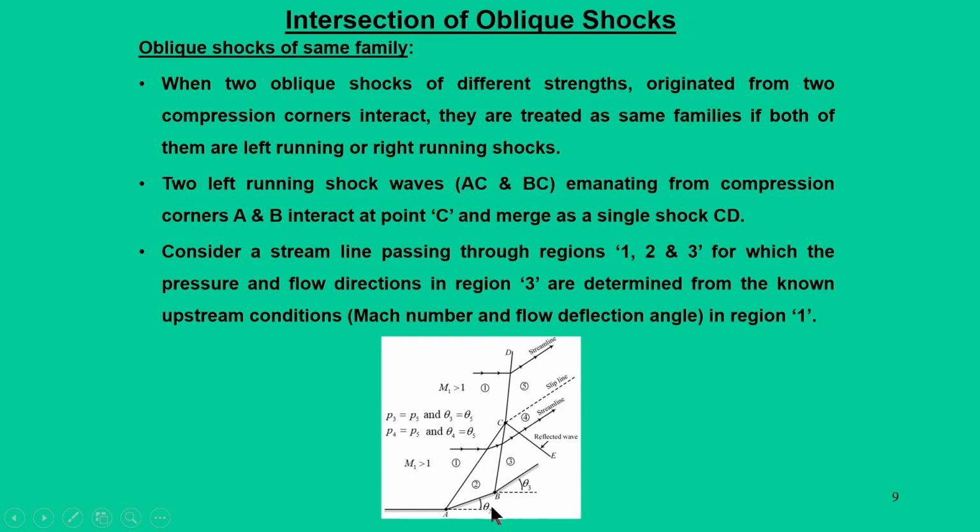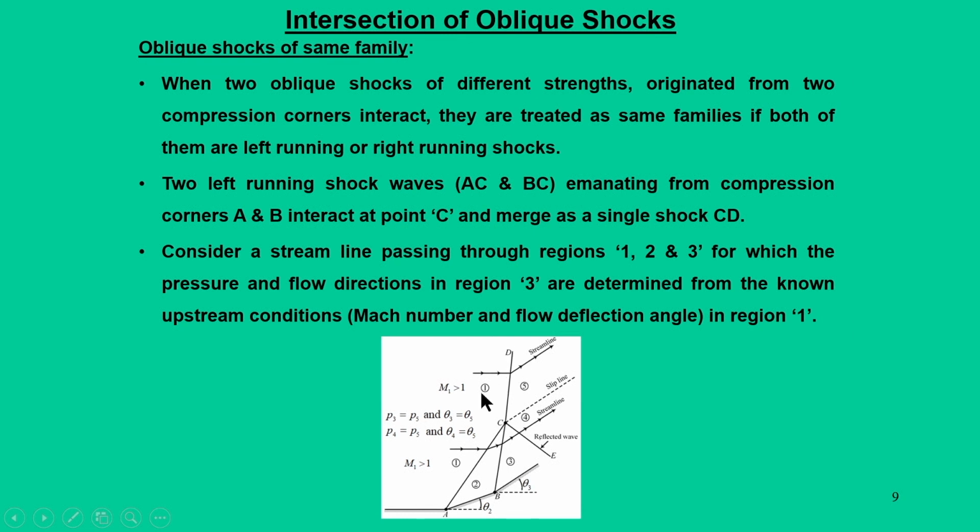Now, from the shock point of view, we can see that shocks AC and BC meet at point C, and after that what is going to happen? These are the two shocks, so they must reflect or refract as another single shock, which is known as CD. So, AC and BC merge at point C and come out as a single shock CD.